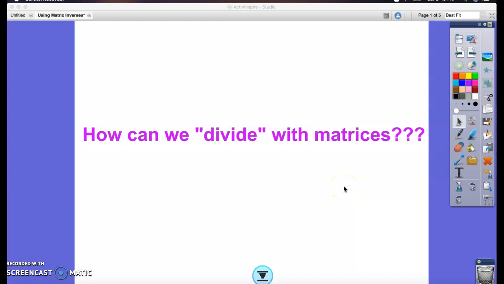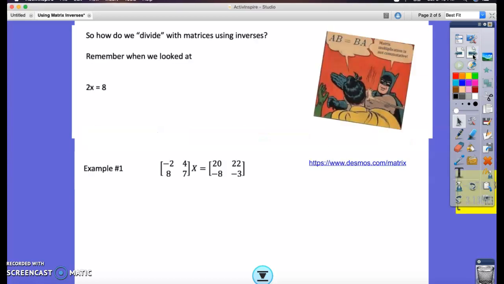All right, class, in today's lesson, we're going to answer the question, how can we divide with matrices? Now, if you recall from last lesson, we learned we actually can't divide. What we do is we use the inverse, and we spent all last week talking about the determinant, if we have an inverse, and actually finding an inverse. Now we're going to talk about how we divide using this inverse.